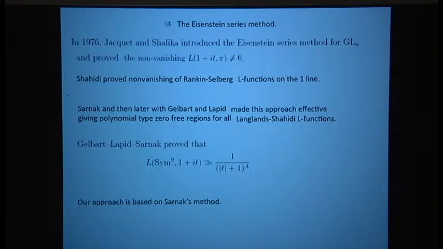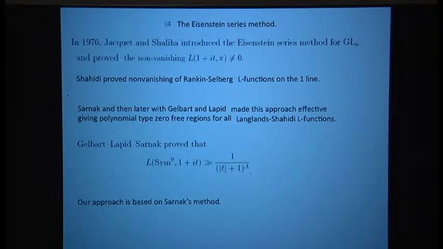This is just a non-vanishing, it doesn't give a zero-free region, but it's a completely new method. And then later, Shahidi proved non-vanishing of Rankin-Selberg L-functions for GL(N) on the one line using such a method, the Eisenstein series method. Sarnak, in the early 2000s, made this approach effective. He actually got a standard zero-free region for the Riemann zeta function using such an Eisenstein series method.